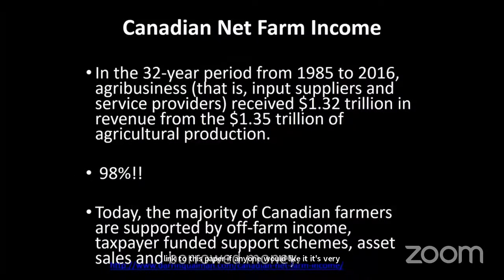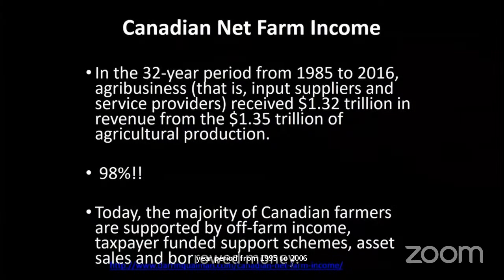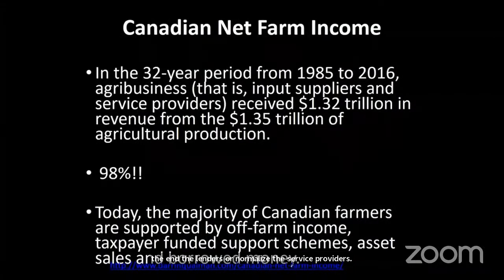In the 32-year period from 1985 to 2016, agribusiness, like the input suppliers, the people who supply you with your seeds and your fertilisers and your tractors, and the lenders and all those service providers, received $1.32 trillion of the $1.35 trillion of revenue earned through agricultural production. In other words, 98%. So 98% of what was earned in the agricultural industry went to input providers. And today the majority of Canadian farmers are supported by off-farm income, taxpayer-funded support schemes, asset sales and borrowed money.